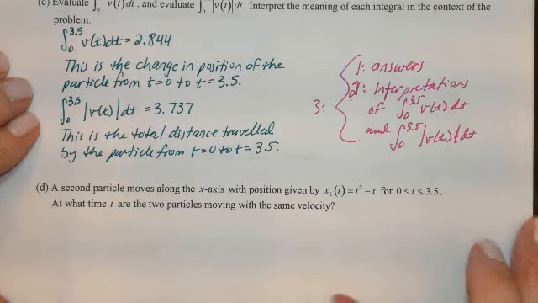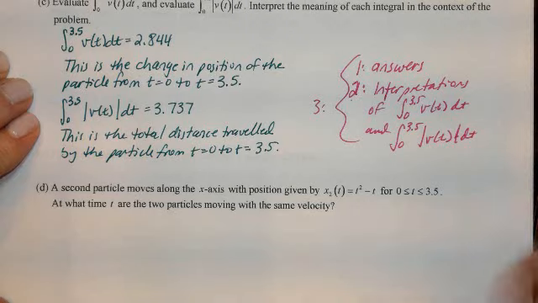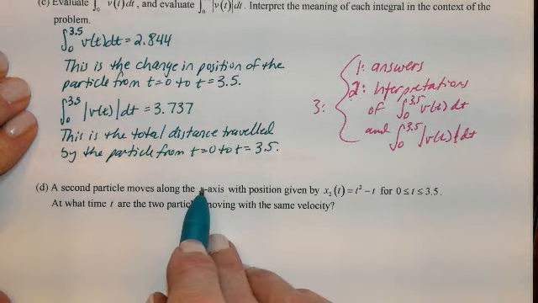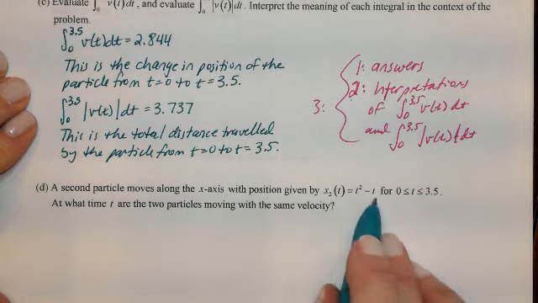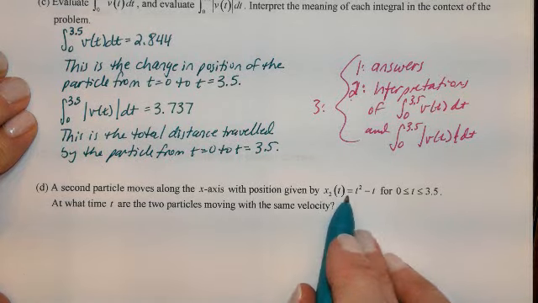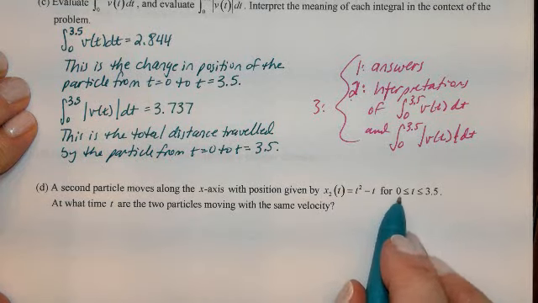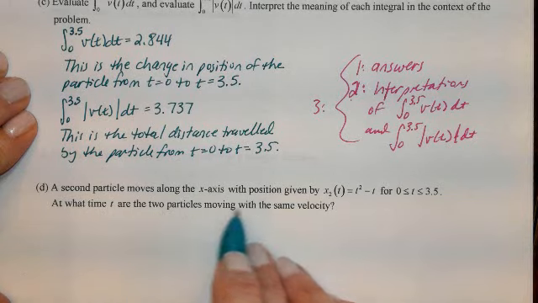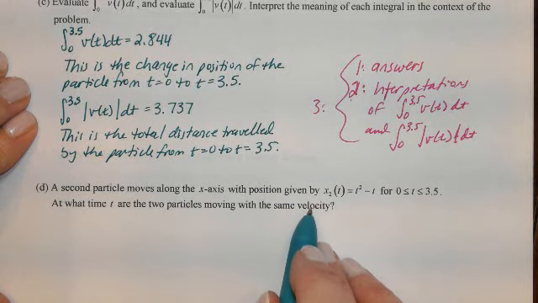Okay. All right. Part D. A second particle moves along the x-axis with position given by this function. That's its position for time between 0 and 3.5. At what time are the two particles moving at the same velocity?